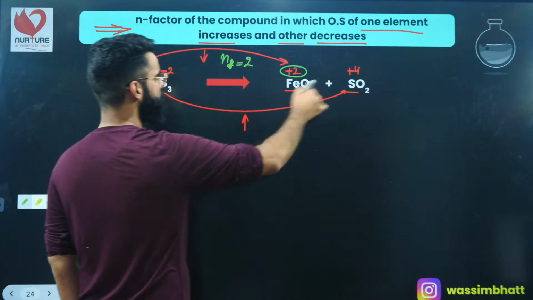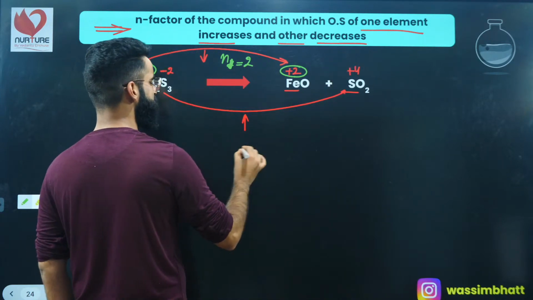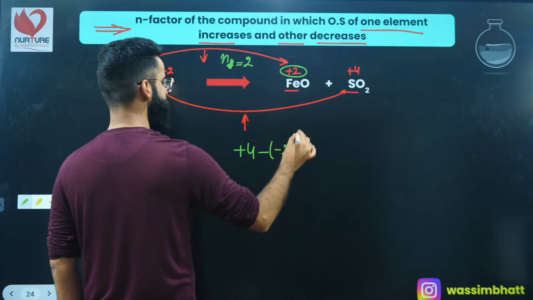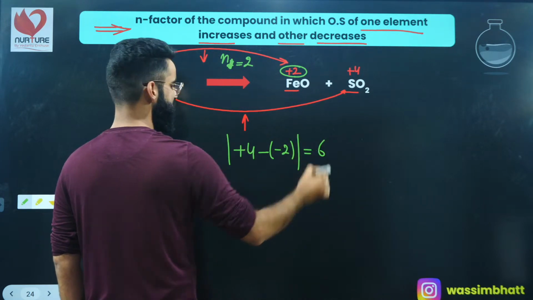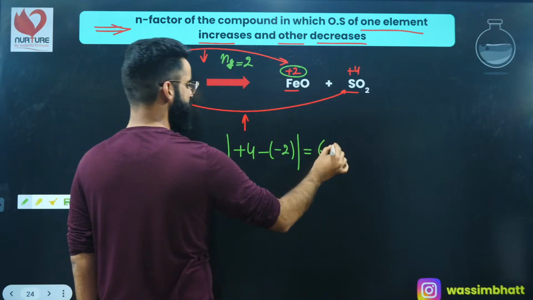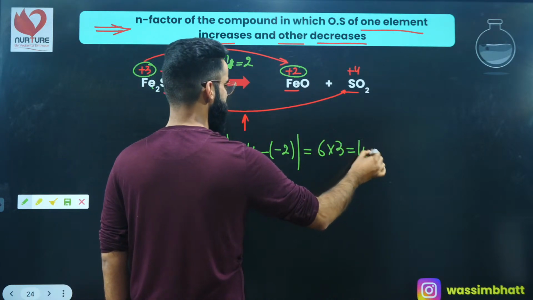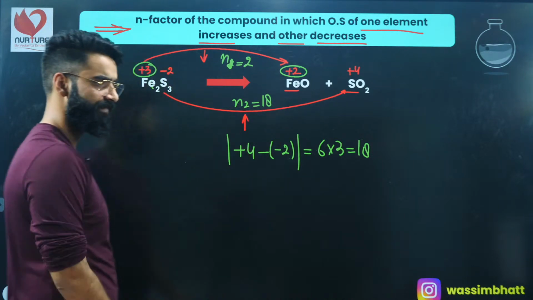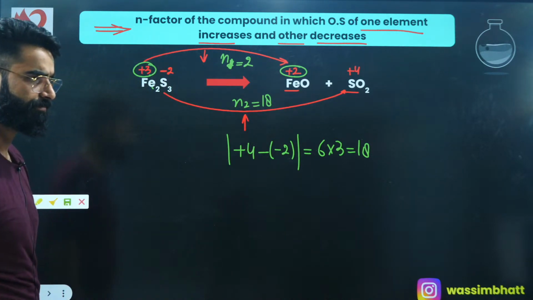Similarly, -2 to +4. Calculate the change: final oxidation state minus initial oxidation state, the value comes out to be 6. 6 is the change in the oxidation state for one atom of sulfur, but I have 3 atoms of sulfur, so 6 multiplied by 3 is 18. So the N2 value is equal to 18, right?